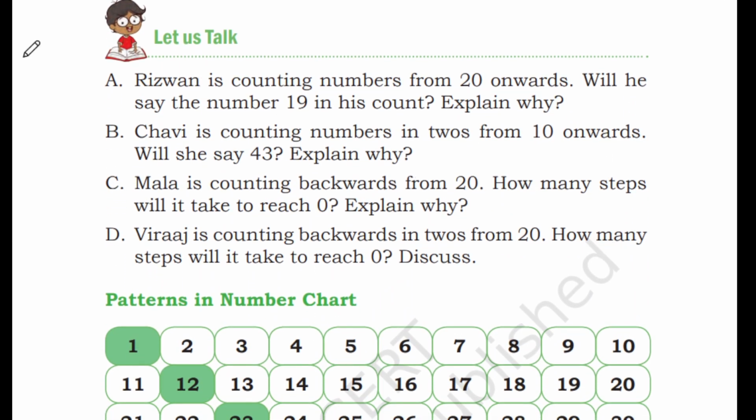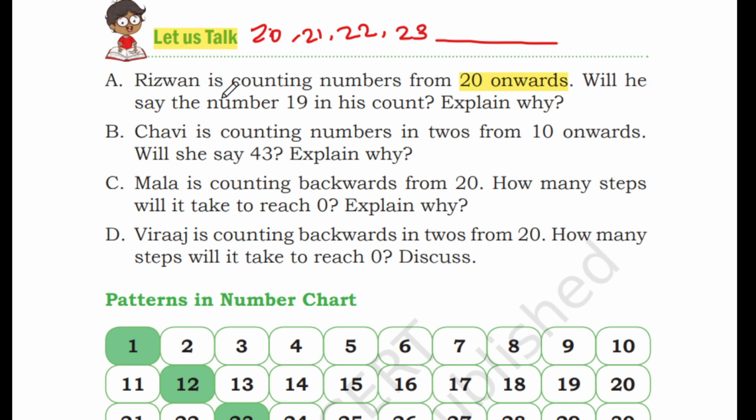So the next one is let us talk. So we have Rizwan is counting numbers from 20 onwards. What he is doing? He is counting numbers from 20 onwards. For example, he is counting 20, 21, 22, 23. So likewise, he is counting numbers from 20 onwards.